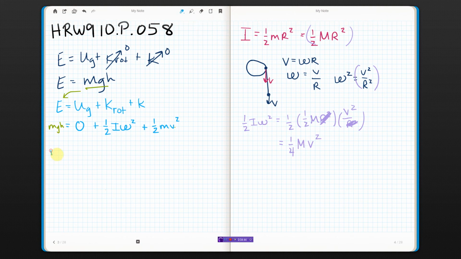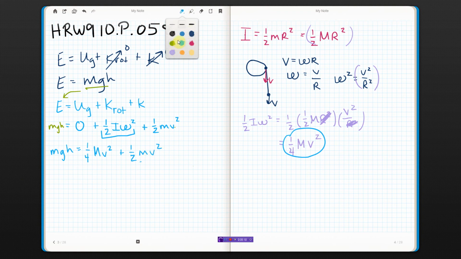So now I've got mgh equals, I'm replacing that, I can replace all of this with this instead. So this becomes 1/4 big M v squared. This is still hanging out, 1/2 little m v squared. Now I know little m, I know g, I know h, I know big M. The only thing I don't know is v, which is what I'm looking for. This is one equation, one unknown. I can solve it. I just need to do some algebra.